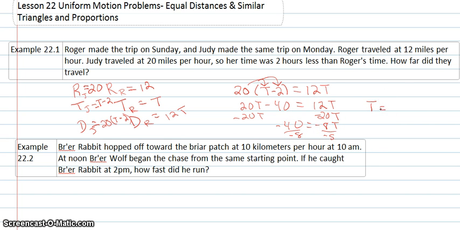So the time is 5, but it asks how far did they travel. So I'm going to take that 5 and put it in place of this time. You could use either one and get the same answer, but I think Roger's distance formula is a little bit easier. So I'm going to say 12 times 5 equals 60. So their distance is 60 miles.